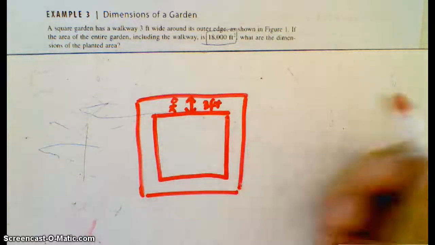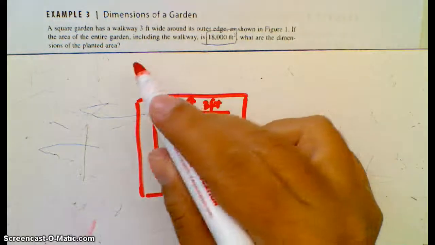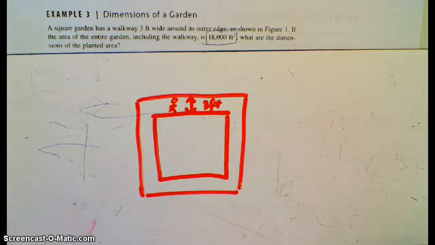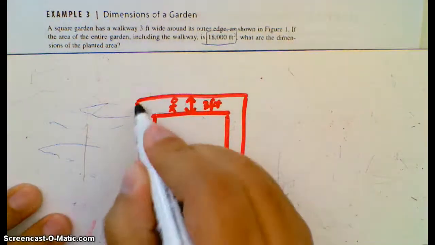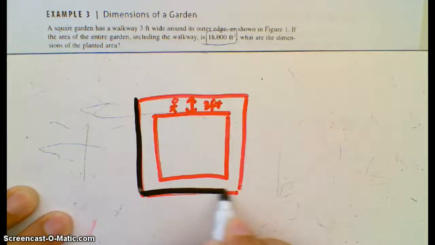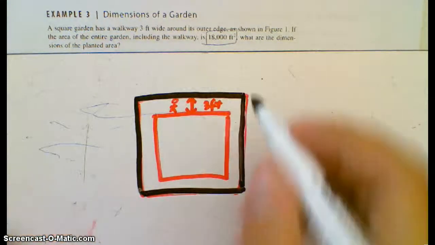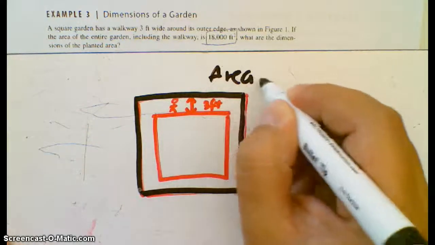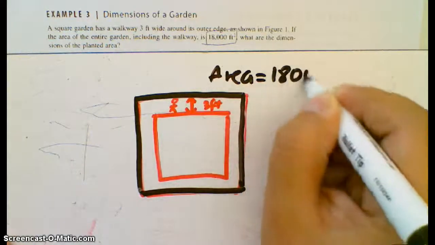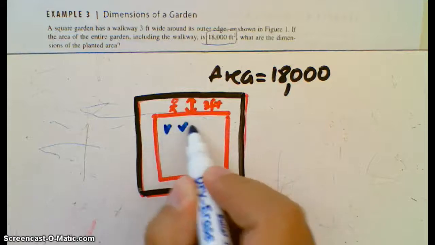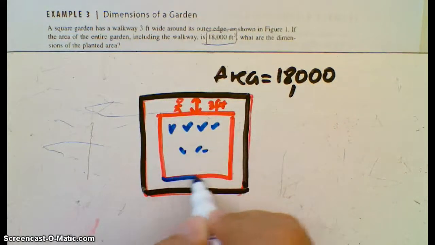So this is how it looks. It says if the area of the entire garden, including the walkway, is 18,000 square feet. So I'm going to mark this area right here. The area of the big square, not the little square inside, is 18,000. It's asking for the dimensions of the planted area. So the planted area where the plants are is this one.